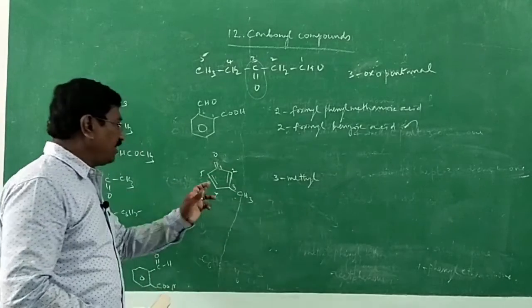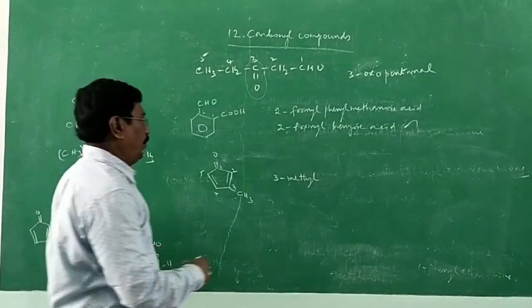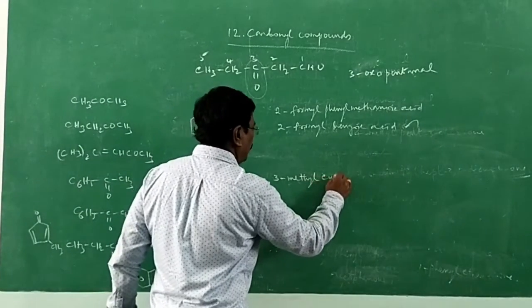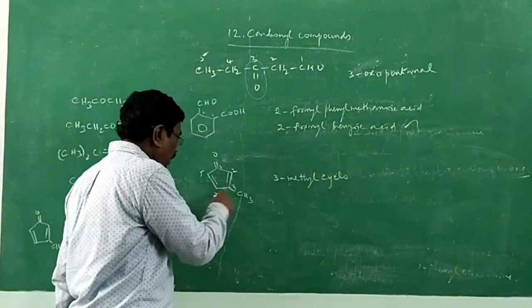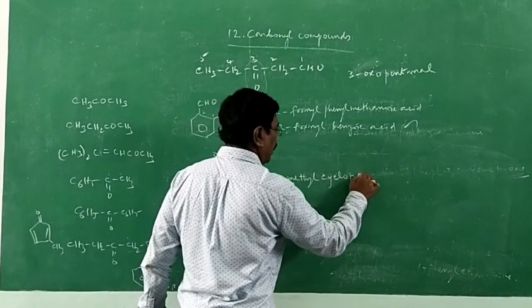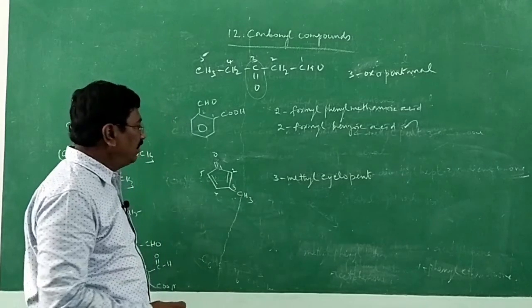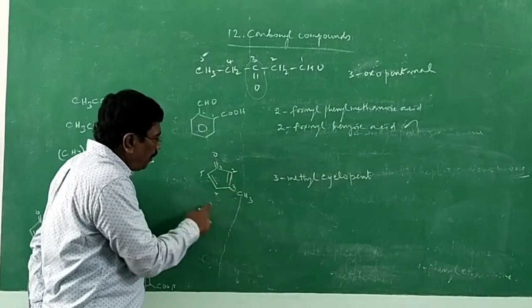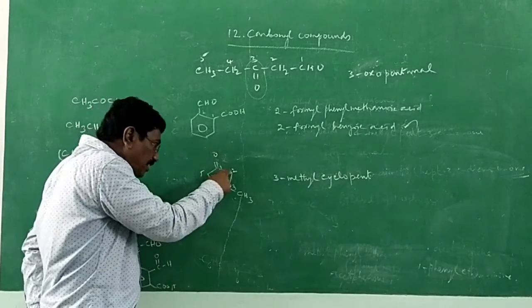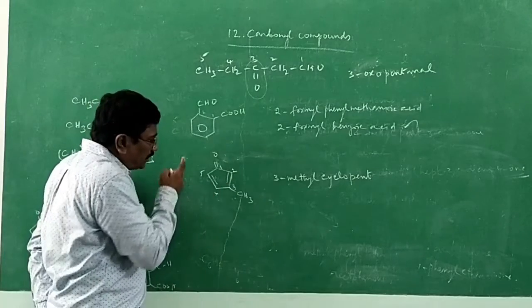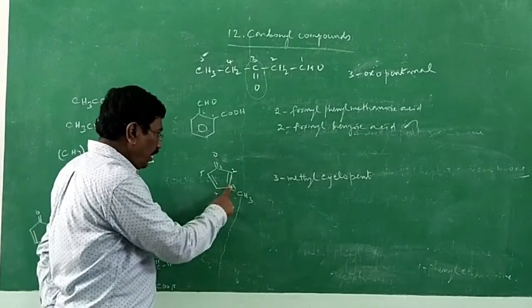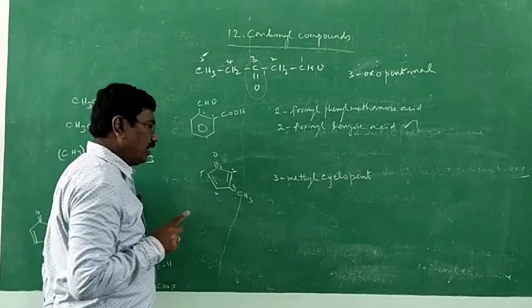It is a ring structure, therefore cyclo. 3-methyl cyclo. 5 carbon atoms, pentane, but not pentane, it is ene. How many enes we have? At the second carbon atom we have a double bond, at the fourth carbon atom a double bond. Double bond starts at second carbon atom, double bond starts at fourth carbon atom. Therefore 2, 4 we have to consider.